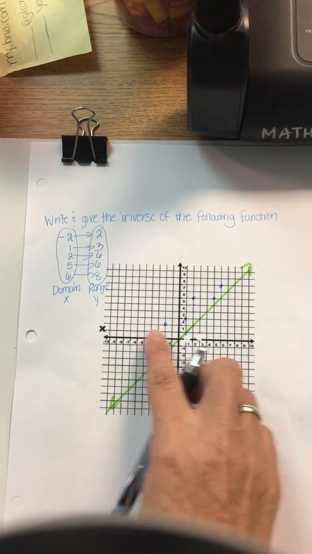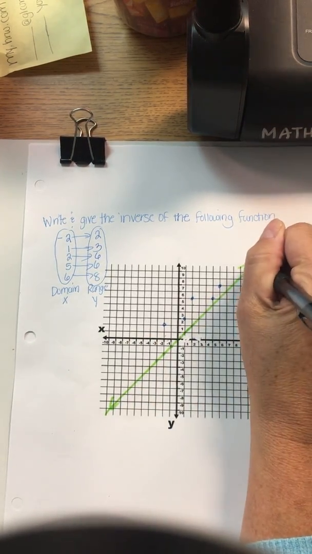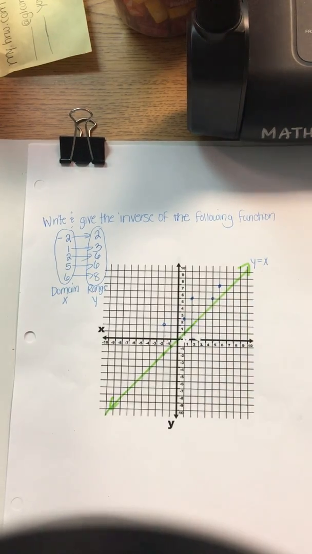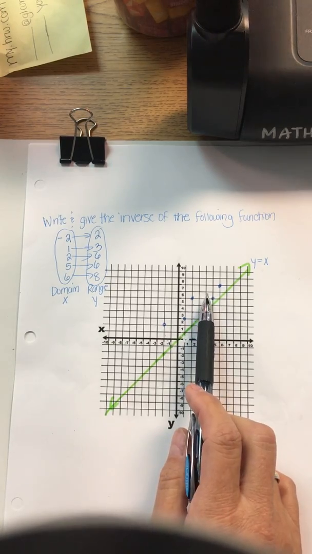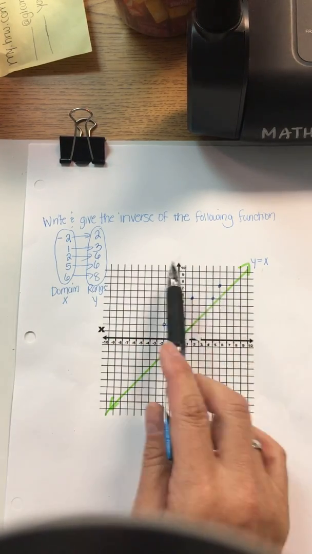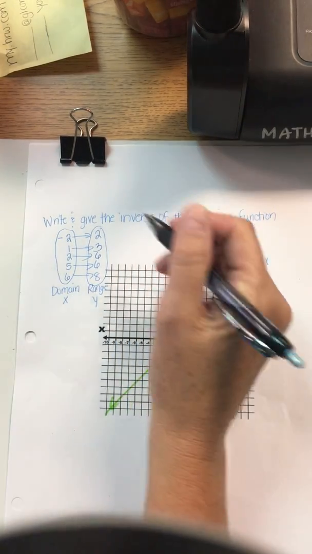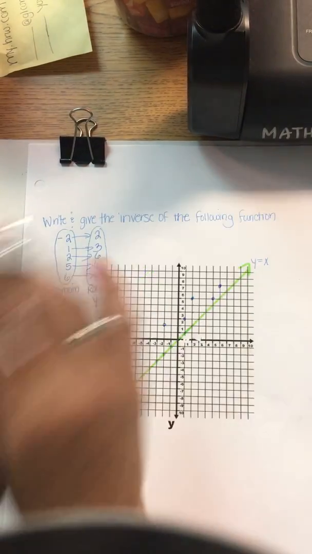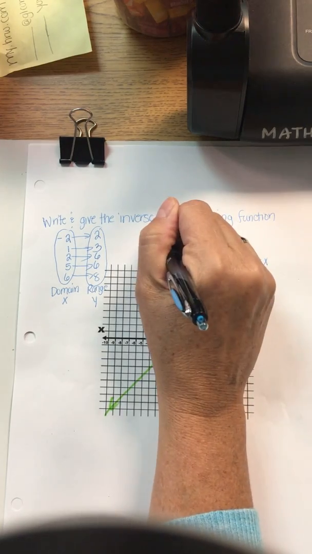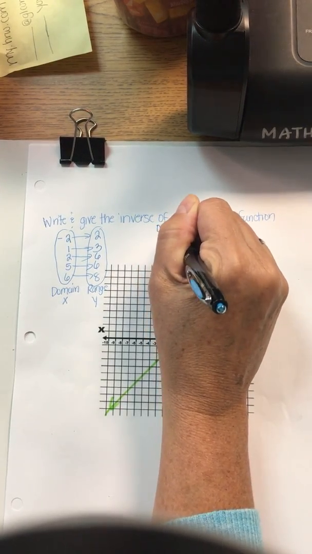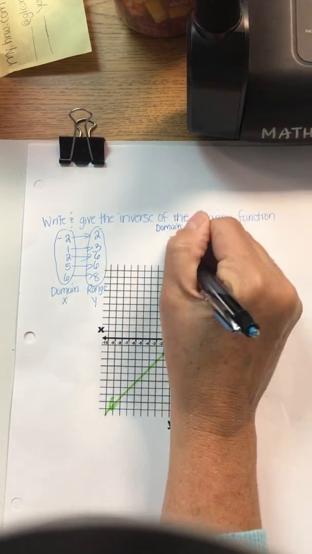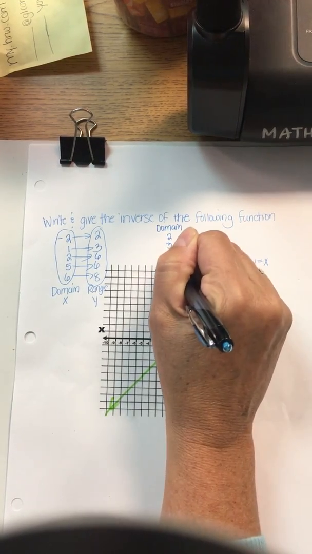I plotted the points, and I also plotted the line y equals x, because we talked about how if these points are reflections of each other over this line, then they would be considered inverses. So to write the inverse, if they're ordered pairs like this, I simply reverse them, so that my domain now would be what was the original range, so they would be 2, 3, 6.